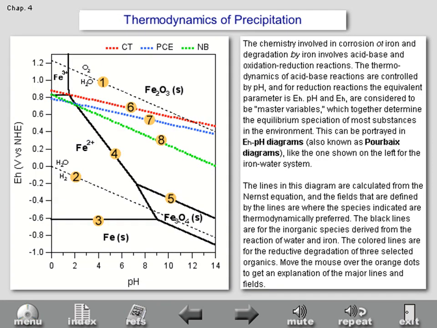Up until now, in our discussion of kinetics and the design of iron walls, we have treated the iron surface as if it did not change with time. However, the corrosion of iron leads to the precipitation of iron oxides. The diagram shown here illustrates how these processes are related and how they are affected by the redox potential and pH. Such representations are known as Eh-pH or Pourbaix diagrams.